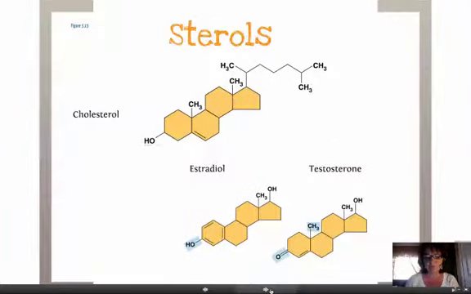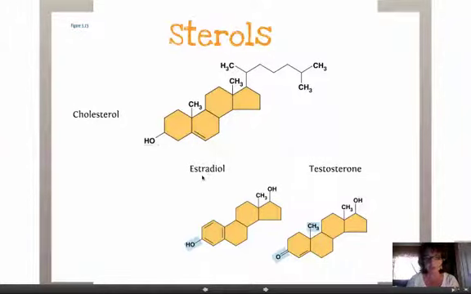Last class of lipids, so we had fats, we had phospholipids, now we have sterols. These guys don't look anything like it. They really don't fit the monomer-polymer motif at all. What they do have is this repeating 4 units of carbon ring that shows up, and then they have different functional groups attached to it.